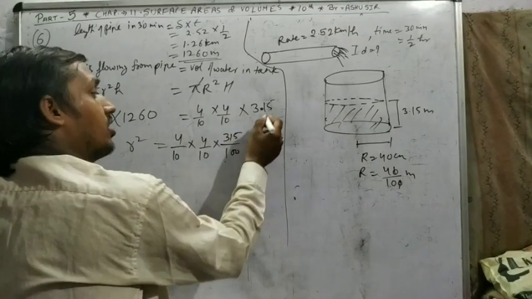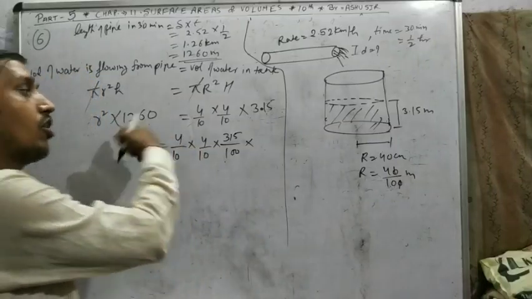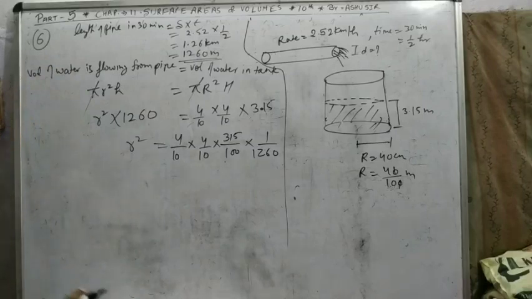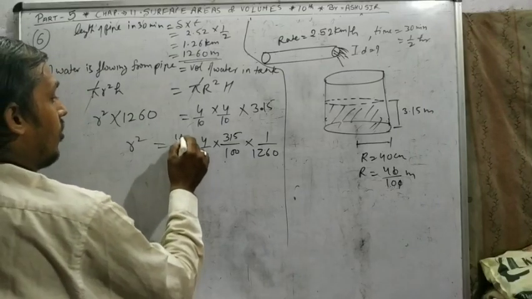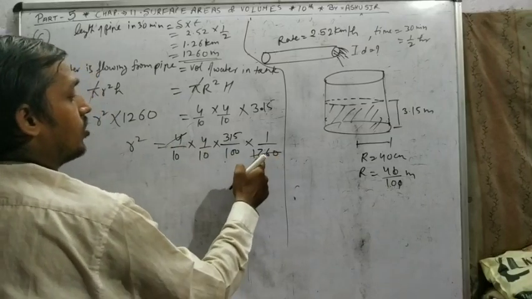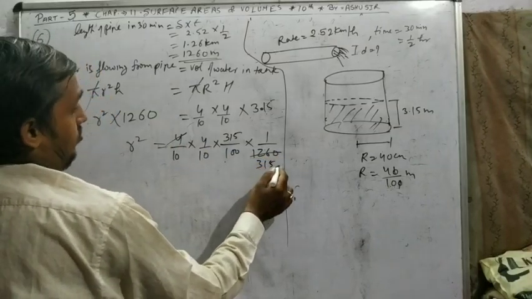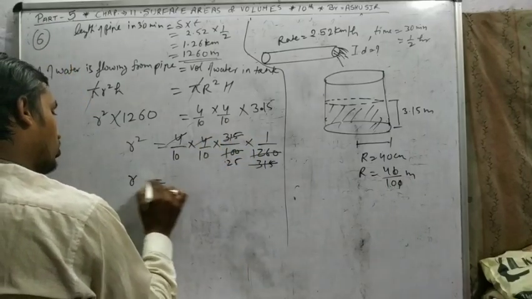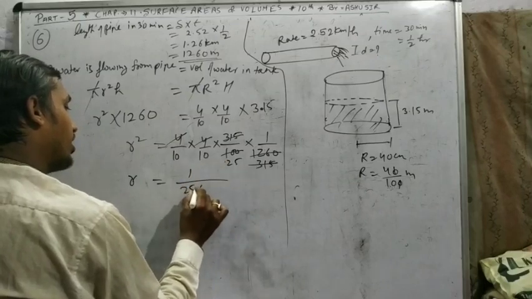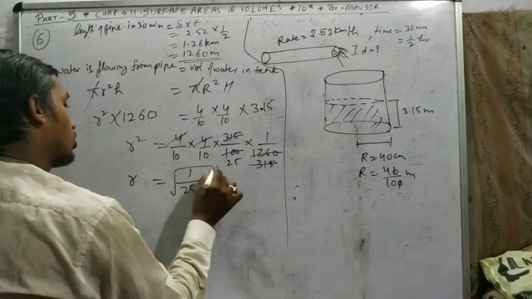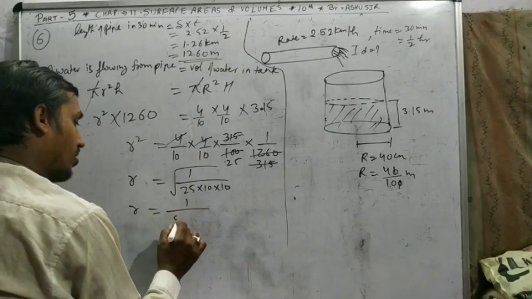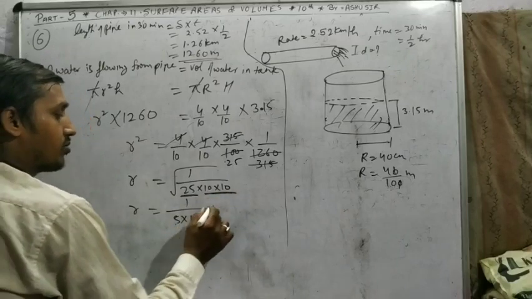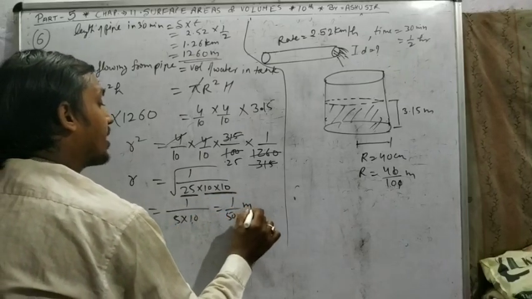315 by 100, this and this in multiplication form and the opposite side in division form. Then cancel out all the things. What do we cancel? 4 3s are 12, 4 is 4, 4 5s are 20. Very good. This cancels. 4 25. So r is equal to 1 by 25 into 10 into 10 in square root. So we get 1 by 5 into 10. 25 square root is 5 and 10 in 2 times we take 1 time. So 1 by 50 meter.